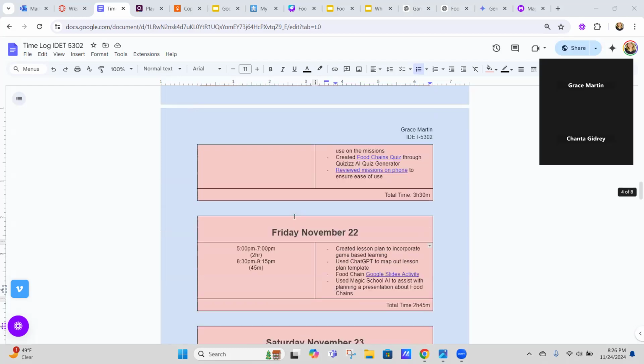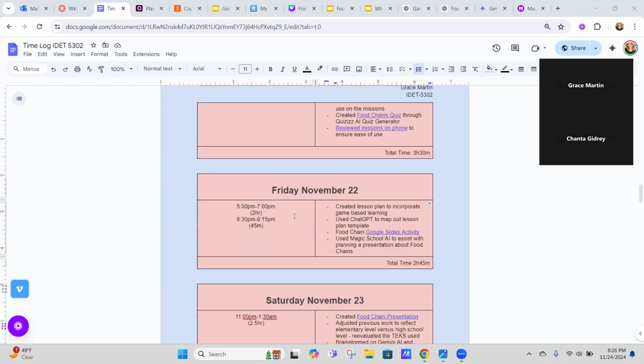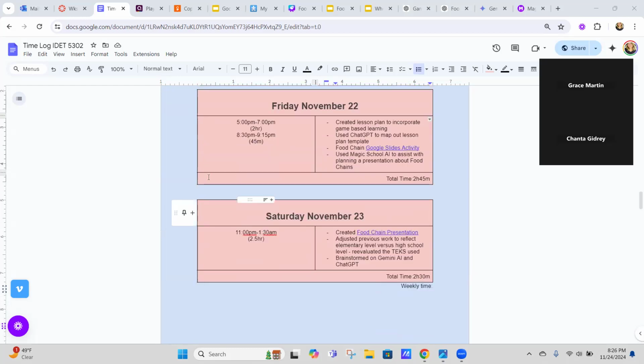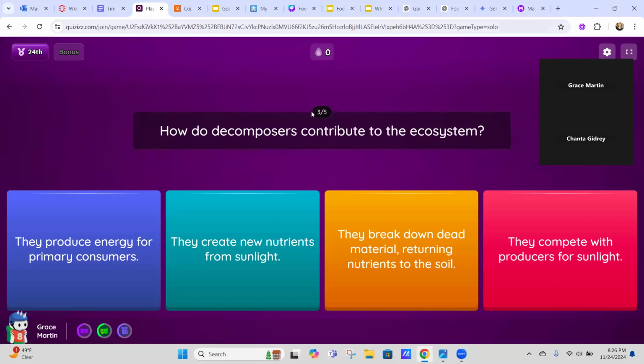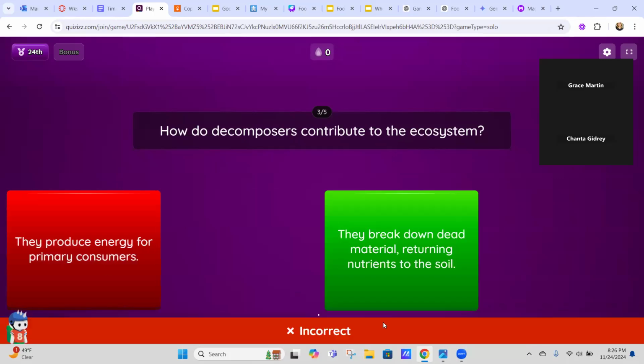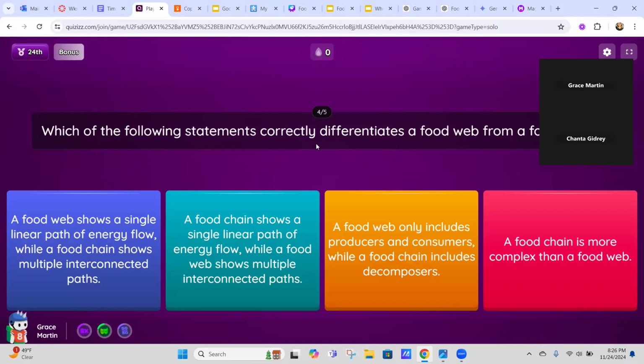These are just the days that I worked, and then going into some of the stuff. I used Quizizz to create a quiz for students to learn about the ecosystems, like decomposers. They can go through the quizzes, and it gives them the correct answer after they select one if they select it wrong.